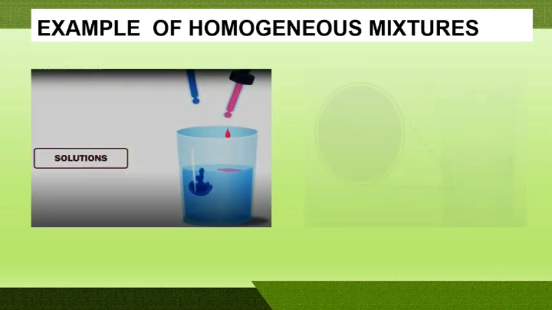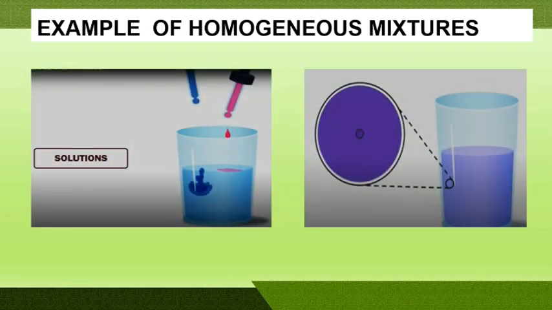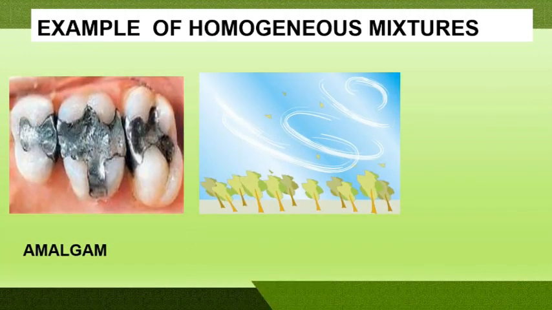A homogeneous mixture is when a substance completely dissolves in another substance. It is also called a solution. The product has only one phase, and it is usually clear or transparent, and it can be separated through physical means. As you can see in the picture, the food color is evenly mixed in water. The water changes its color, but it doesn't undergo chemical change. Examples of homogeneous mixtures are amalgam, air, and vinegar.